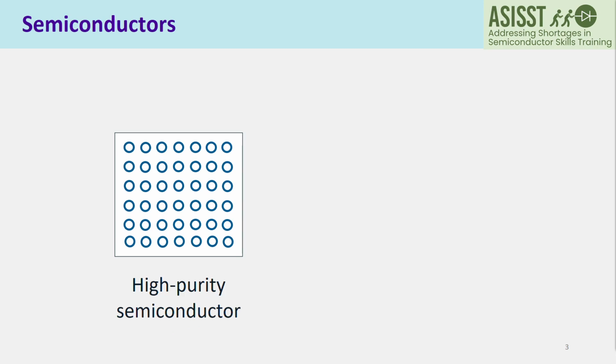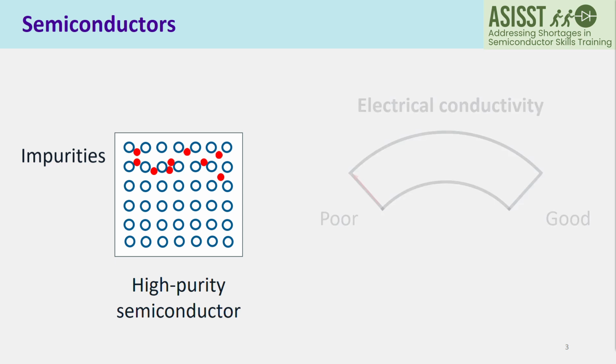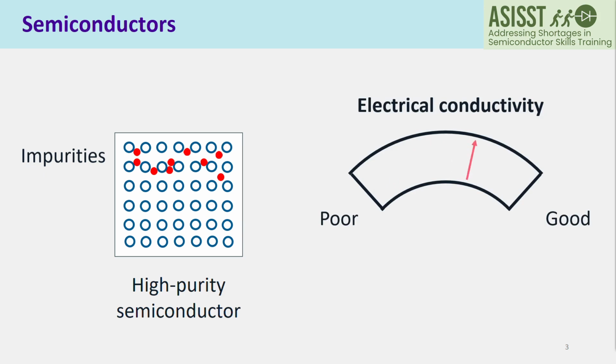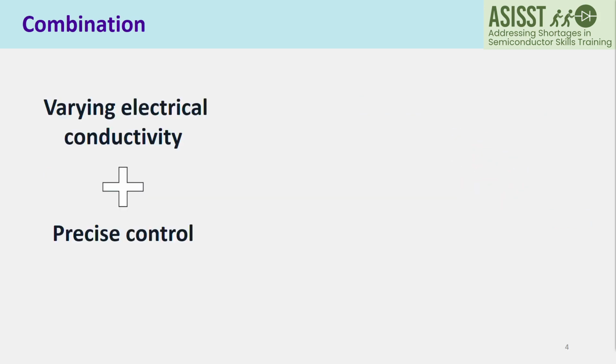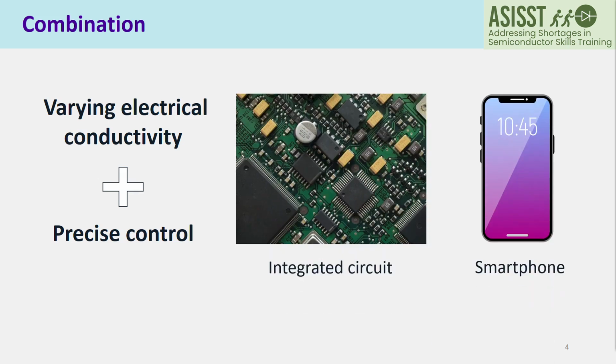However, semiconductor engineers can precisely control the electrical conductivity of semiconductors. By intentionally adding impurities, which are other elements, we can change the electrical conductivity by a great deal. The same semiconductor can go from being a poor electrical conductor to a good electrical conductor. We now have large variation of electrical conductivity that we can control precisely. This combination is the key reason why semiconductor materials are the perfect candidate for the many electronic devices we come to rely on.